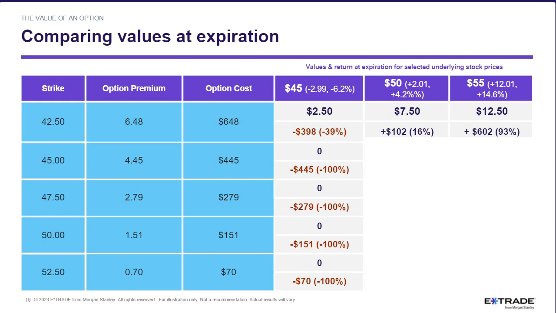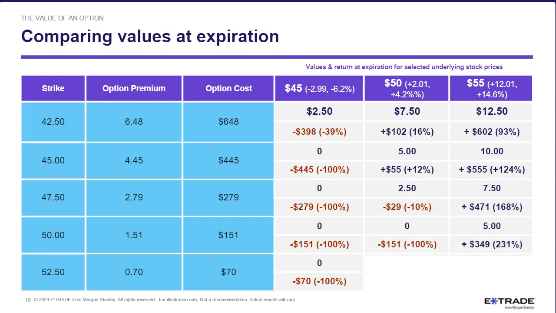Okay, what if we traded the 45 calls? Well, if the stock gets to 50, our option then is worth $5. We make $55 profit for 12%. If it gets to 55, though, we make an even better return, over 120% compared to the 93% on the lower strike. And then we can carry through the rest of the values, and I won't dwell on each particular number. You can just see that there are a whole series of cells where you have a 100% loss because the option expires worthless.